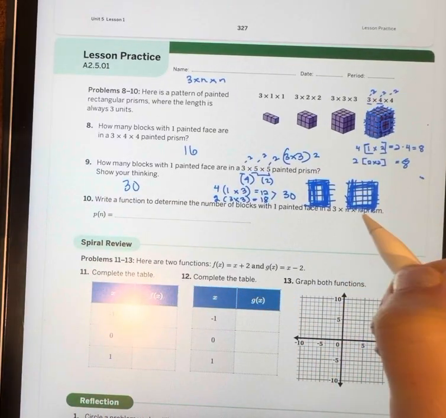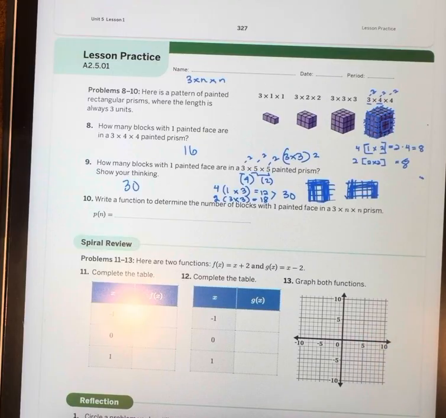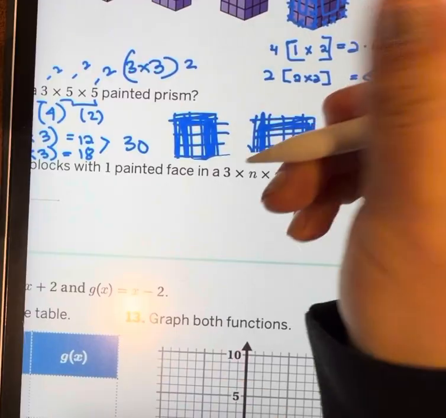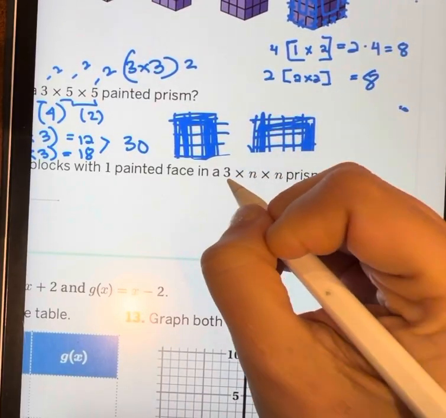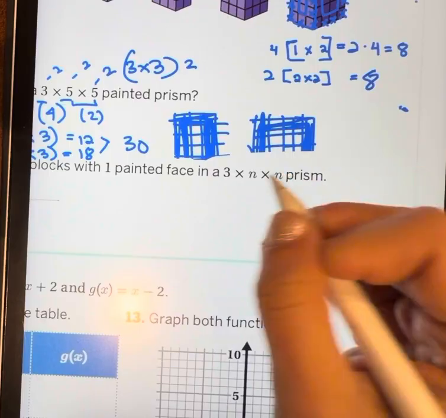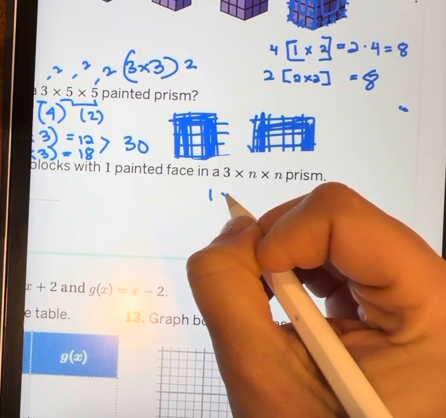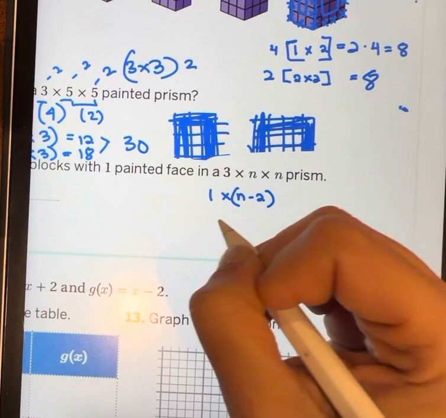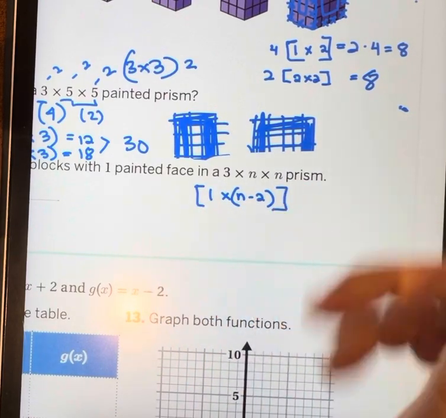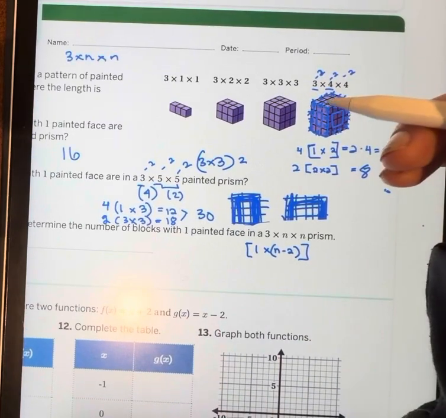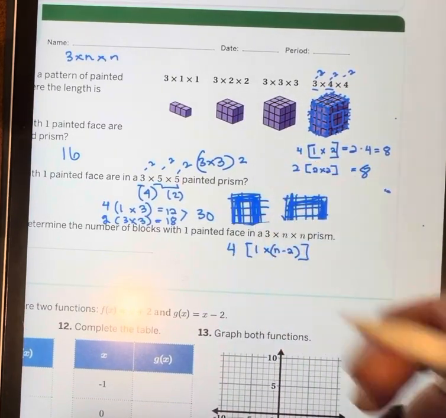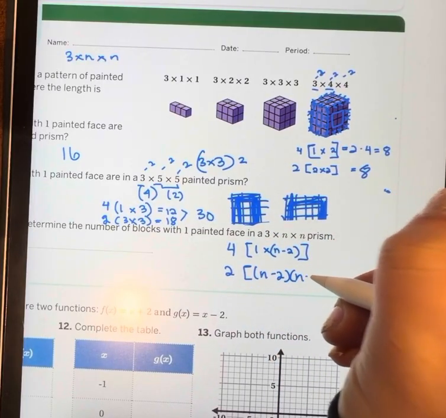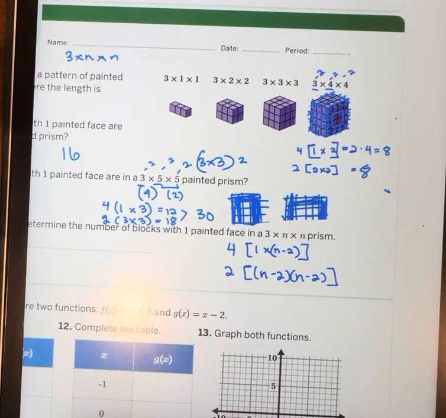So now that we've done this a couple of times, let's write a function to determine the number of blocks with one painted face. Here we go. I'm going to take this 3 by n, and I'm going to subtract 2, subtract 2, subtract 2 to make it a 1 by n minus 2. And then we're going to have how many of those faces, if you remember? That's this part, 4 of them. And then we're also going to have 2 faces that are n minus 2 by n minus 2. So n minus 2 squared.